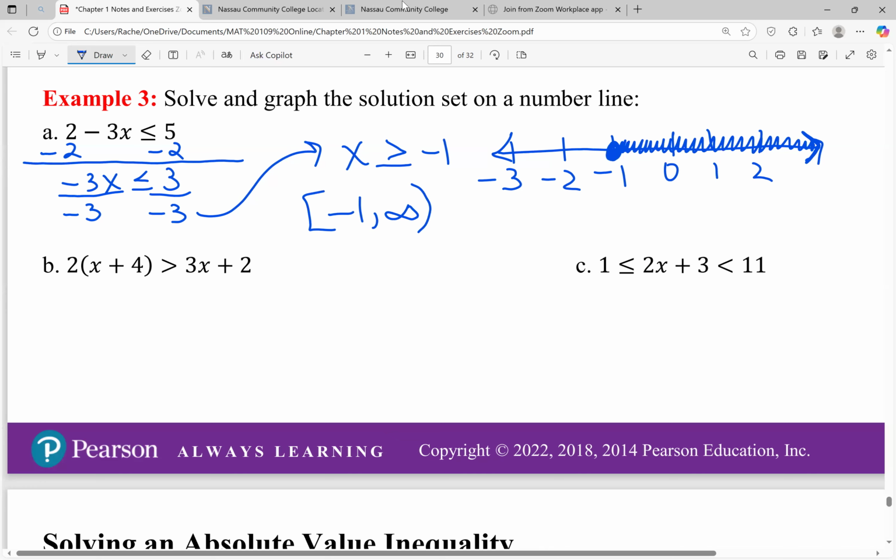You always want to check your answer. So the way we could check is pick any numbers that fall within this interval, right? So like look at 0. 0 falls in this interval.